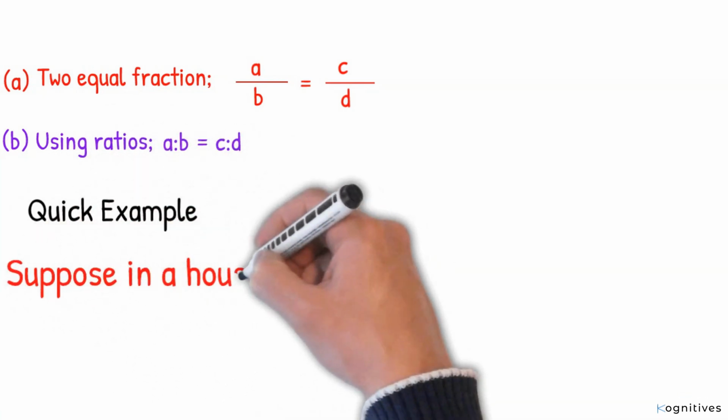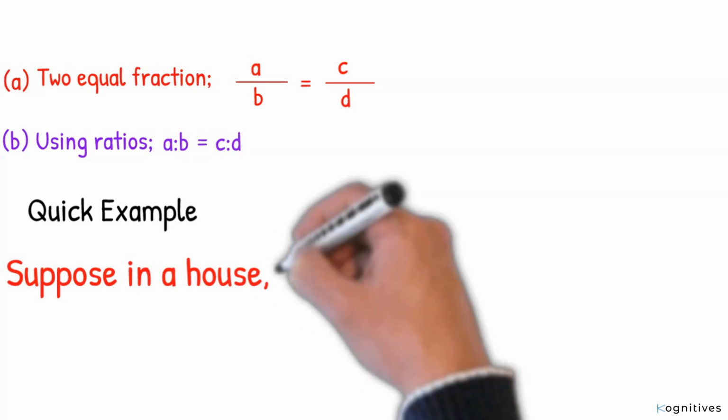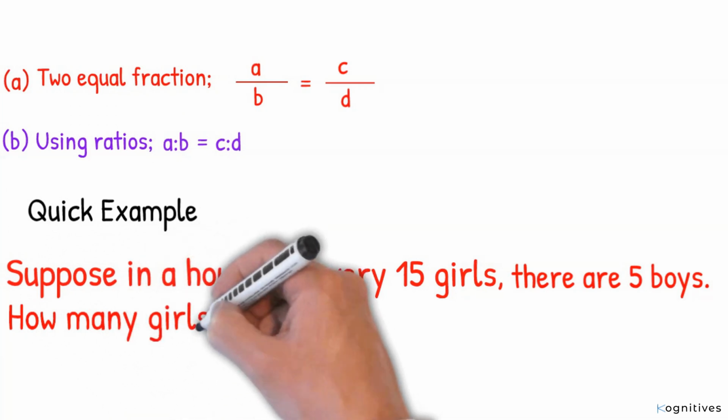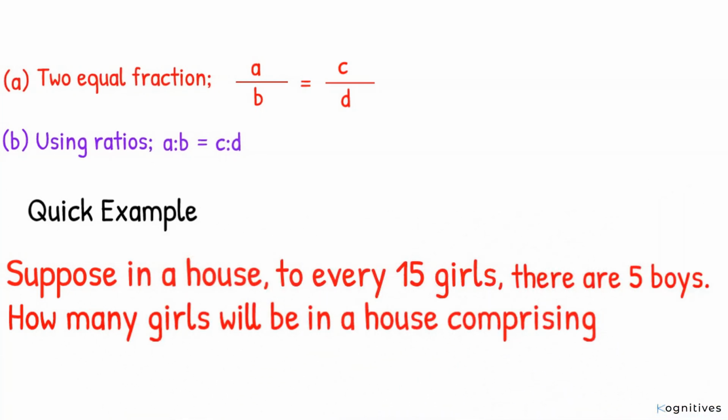Suppose in a house, to every 15 girls, there are 5 boys. How many girls will be in a house comprising 250 boys? To solve this, we are going to make a comparison of girls against boys, written as girls over boys. We're told that for every 15 girls, there are 5 boys. So that means girls equals 15 and boys equals 5. That will now be equal to, we're told that if there are 250 boys, how many girls will be there?